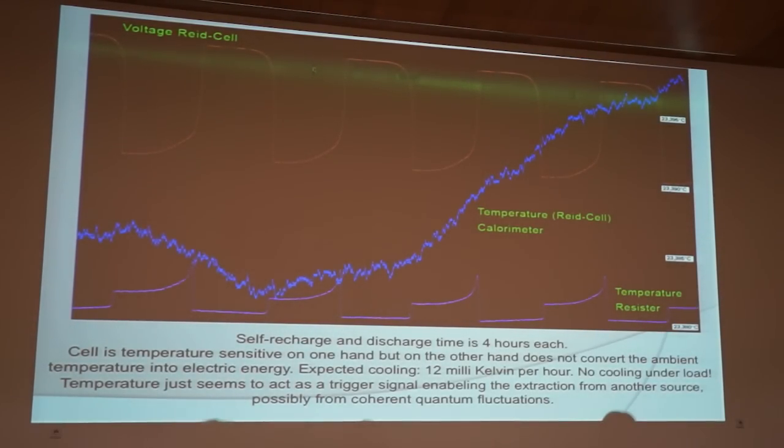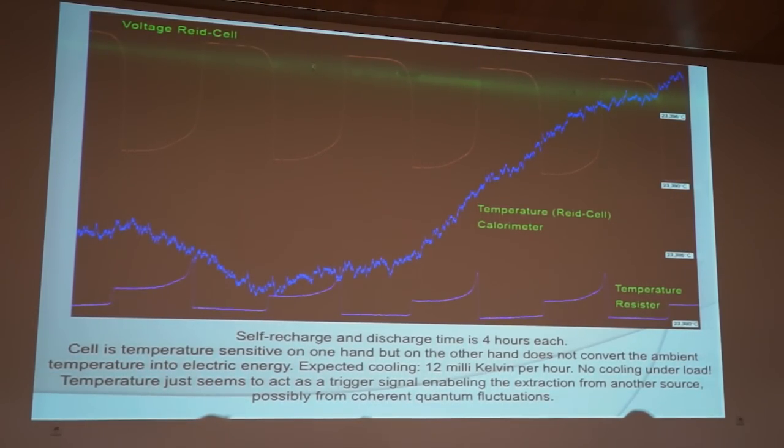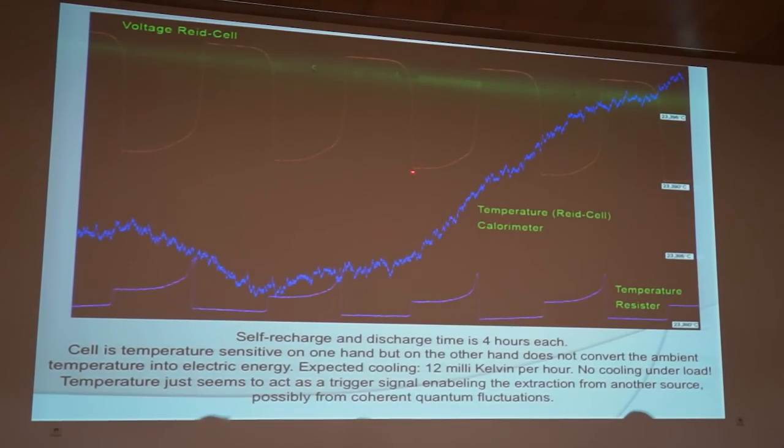Now, to get a better understanding about the temperature situation, we made a high-precision calorimetric experiment, which is, from my view, very important, because if we make claims that we convert thermal energy into something or whatever, we actually need to investigate it by a calorimetric experiment to see what the energetic situation is. The orange line here shows a self-recharge phase of 4 hours, and here we have a discharge phase on a resistor.